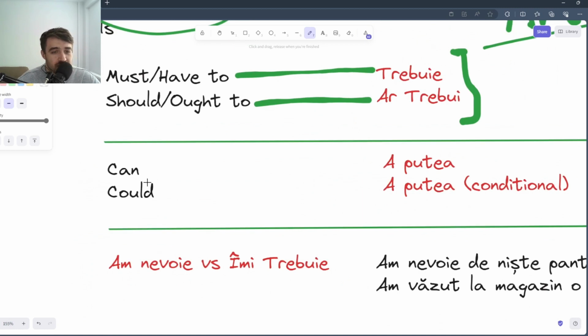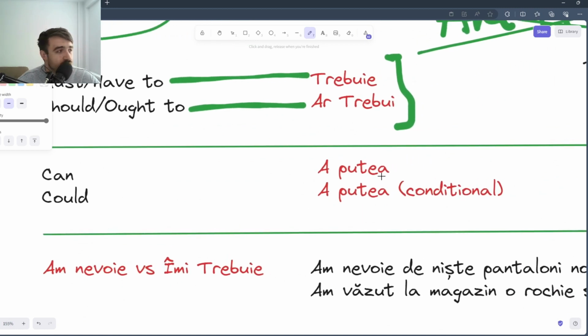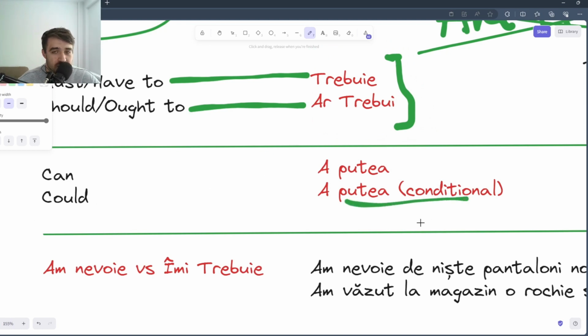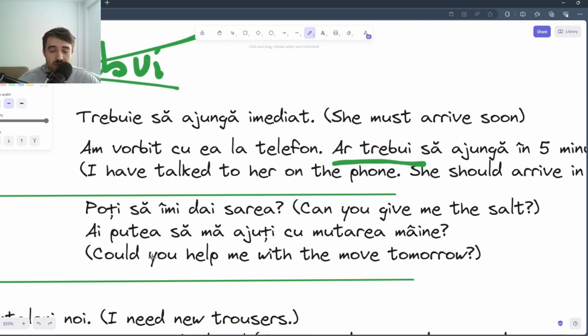Anyways, so the second one, can and could. A putea. You see, I put this in the infinitive. That means you can conjugate it. Here it's a set form. Can, a putea, could, a putea in conditional. You see, this one is the base form and this one is the conditional form as well. So can and could, that's probably quite easy. Can you pass me the salt? Can you give me the salt? Poți să îmi dai sarea? Ai putea să mă ajuți cu mutarea mâine? Could you help me with the move tomorrow?